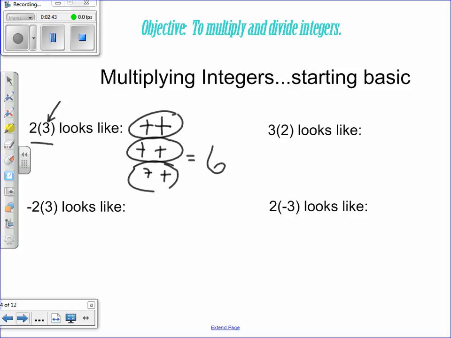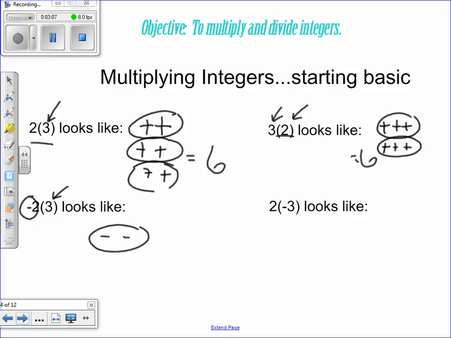Okay, 3 times 2. My numbers commuted. 3 times 2 looks like this. 3 positives, 2 times. Again, I have 6 positives. If we move down and we start working with integers, so we start including negative numbers, negative 2 times 3 looks like this. I have 2 negatives. How many times do I have them? 3 times. Or I owe $2 to 3 different people. Whoops, ignore that. Just wanted to see if you were paying attention. 2 negatives 3 times. In other words, I have 6 negatives.